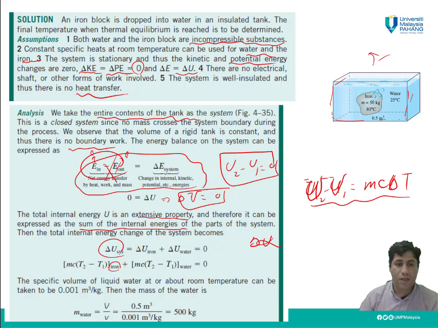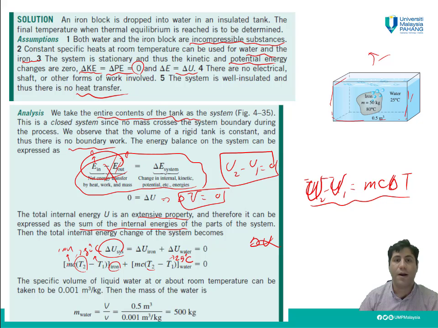In other words, in this part of the equation, m is the mass of iron, C is the specific heat of iron here, and T2 minus T1. T2 is the final temperature, we don't know how much it is, and T1 is the initial temperature of iron, which was 80 degrees Celsius. Same here, m is the mass of the water, C is the specific heat of the water. We don't know how much T2 is, but T1 for water is 25 degrees Celsius.